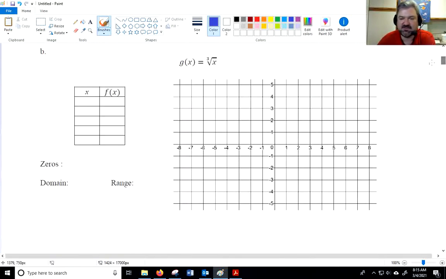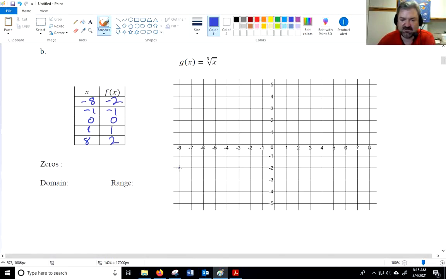All right, now the cube root function. Let's take a look at that one. We can cube root negative numbers and get a real value. So I'm going to start with negative 8 because that has a perfect cube root of negative 2. The negative 1 has a cube root of negative 1. The cube root of 0 is 0. The cube root of 1 is 1. And the cube root of 8 is 2.